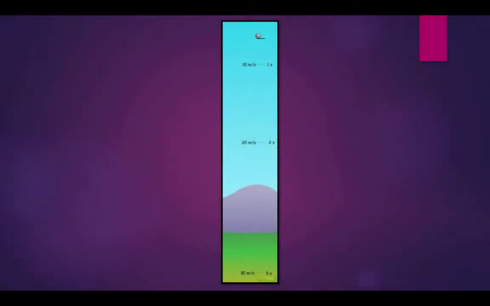This animation shows this. Any object dropped will be traveling at negative 9.8 meters per second if left to fall for 1 second. If left for 2 seconds, the object's velocity will now be negative 19.6 meters per second, which is 2 times negative 9.8 meters per second. After 3 seconds of falling, the object will be traveling at 3 times negative 9.8 meters per second, or negative 29.4 meters per second.